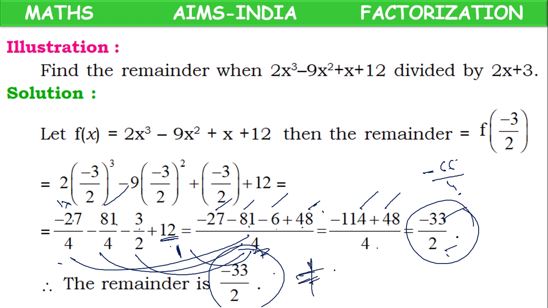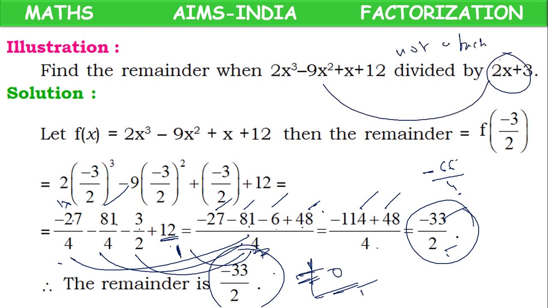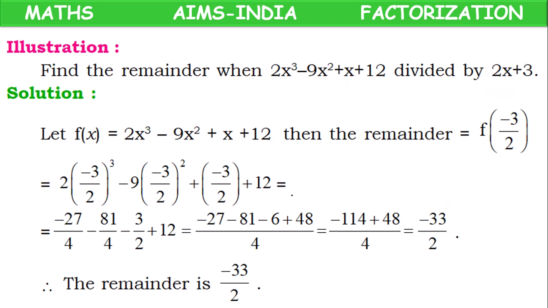But the remainder is not equal to 0. So this 2x plus 3 is not a factor of this given expression. It does not divide the given expression completely because we are not getting remainder 0. Though the remainder is not 0, still we can make use of this factor theorem to find the remainder, and we can cross check whether the given simpler expression is a factor of the bigger expression or not. That also we can do.